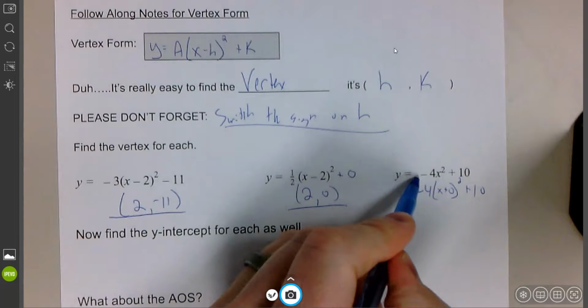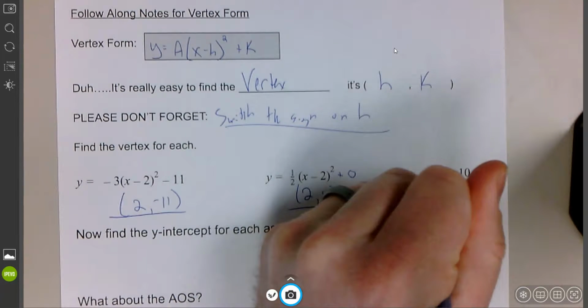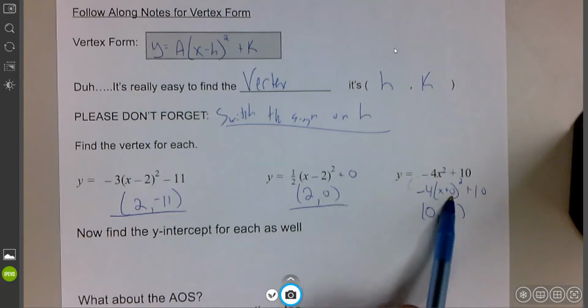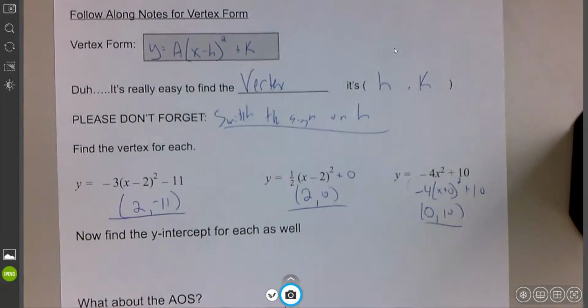So here it is, this quadratic written in vertex form. So the vertex would be 0, 10. Switch the sign on h. Doesn't really matter because 0 doesn't really have a sign. It's not positive or negative, so just leave it as 0. And then k. H, k.